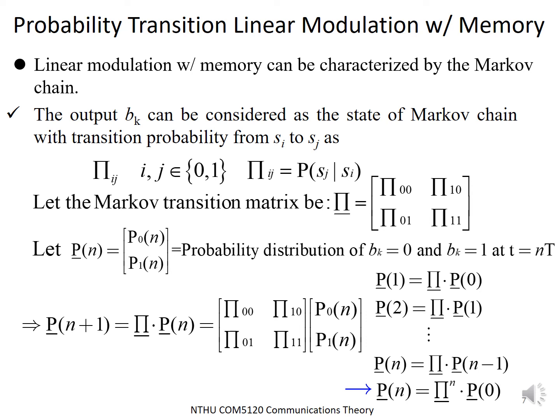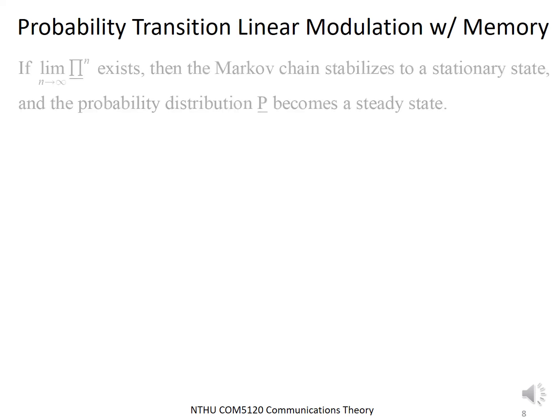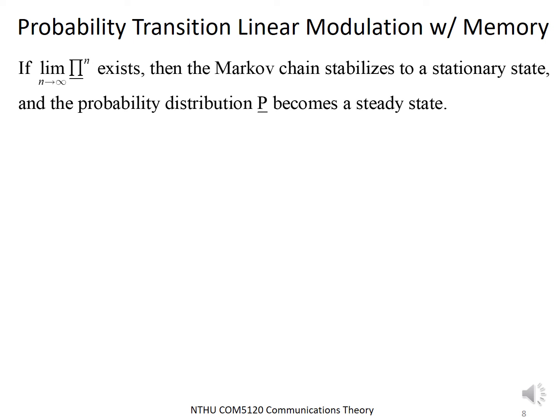Okay, and so if the limit of the transition probability exists, then the Markov chain we have derived previously would stabilize to a stationary state, and the probability distribution P becomes a steady state.